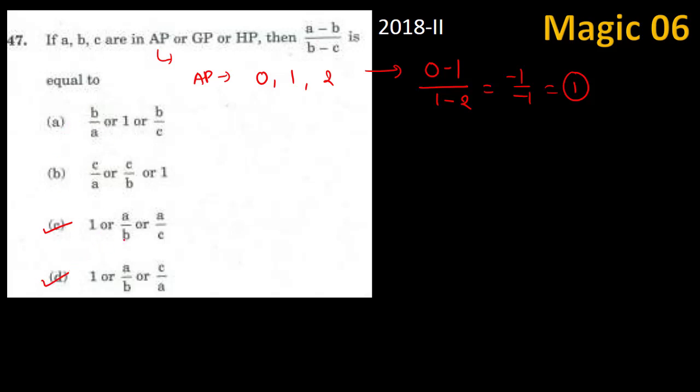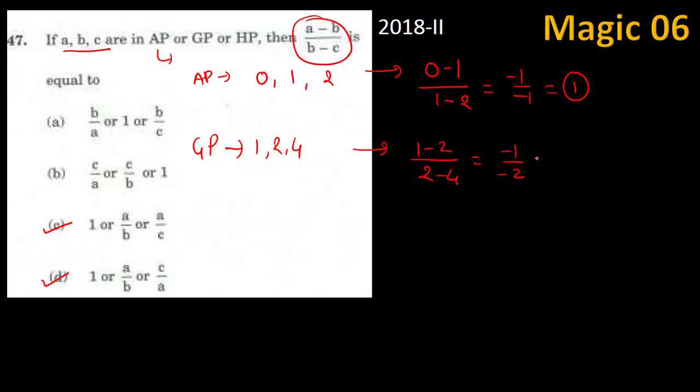Let's verify. If I consider that A, B, C are in GP, the terms you can consider are 1, 2, 4. Let's find the value of (A minus B) upon (B minus C). A minus B is 1 minus 2, upon 2 minus 4, which equals minus 1 upon minus 2, which is nothing but 1 by 2. 1 by 2 is nothing but, 1 is A and 2 is B. So this option is giving me A by B. Option A by B gets satisfied.